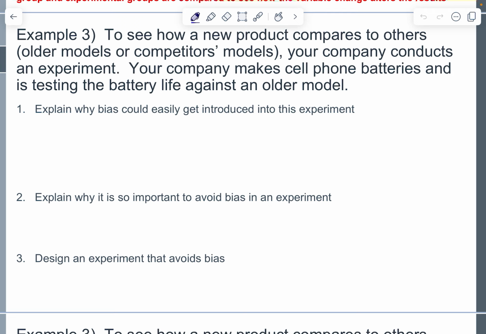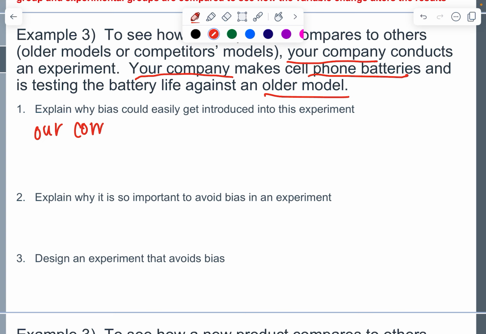So how could bias get introduced into this experiment? Well, first of all, something kind of weird going on here is the fact that it's our company conducting the experiment. That's kind of suspicious for our cell phone batteries against an older model, right? So when our company is conducting the experiment, they probably want desired results. It would be best if we had a third party come in and do this. So it's kind of weird that it's our company doing the experiment.